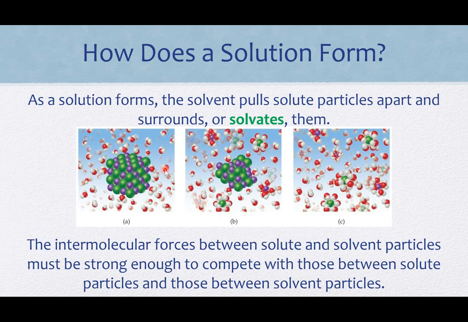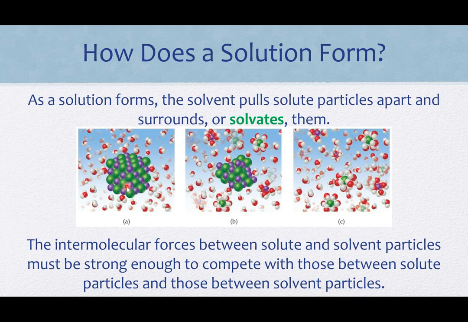So how does a solution form? Here we're going to introduce the intermolecular piece of solubility. A solution forms when a solvent pulls solute particles apart and surrounds, or solvates, them. Here we see three different snapshots of a solution forming. Here's our classic ionic compound, sodium chloride. The chlorine would be the green, sodium is the purple.